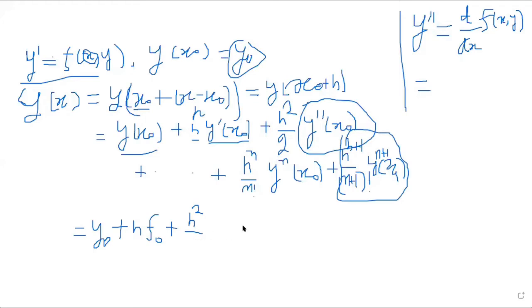Yeah, so just quickly calculate this y double prime and tell me. It is partial f by partial x into dx by dx plus partial f by partial y into dy by dx. Am I right? I'm not able to write here. So where is this pen? Okay, yeah.